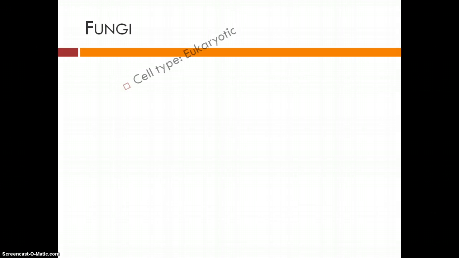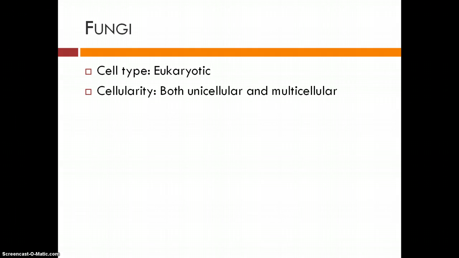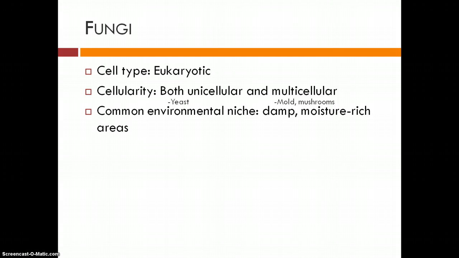Fungi. Fungi have eukaryotic cells and can be either unicellular or multicellular depending on the specimen. An example of a unicellular fungi is yeast, which we will be showing you in this presentation, and a multicellular fungi could be mold or mushrooms. As mentioned in the introduction, fungi live in damp, moisture-rich areas, and they have cell walls.